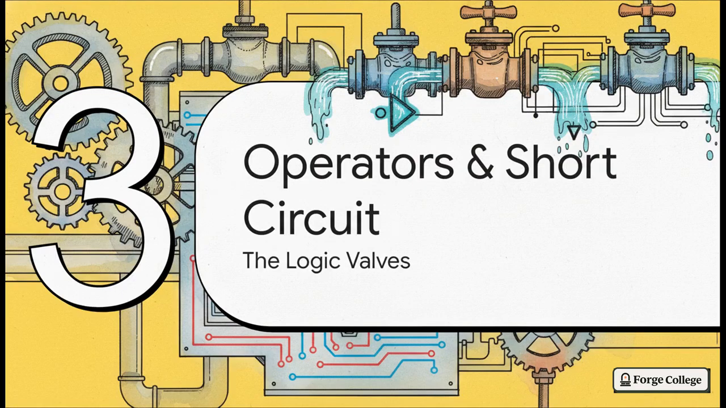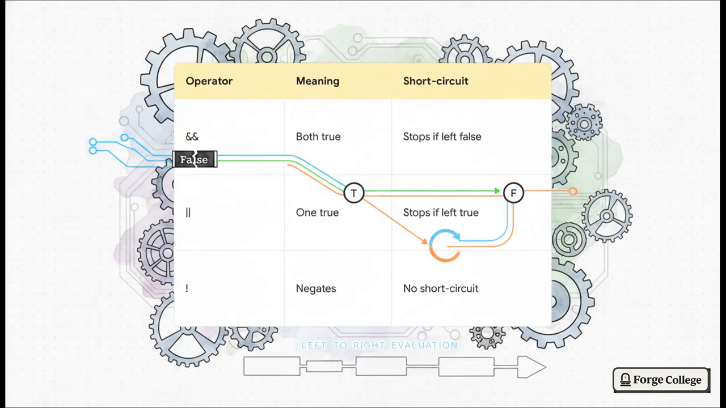Let's look at part 3, operators and short circuits, basically the logic valves of our system. Here are the specific operators that actually control these mechanical gates. We have our logical AND, that's the double ampersand, which requires both sides to be true. Then we have our logical OR, the double pipe, which just needs one side to be true. And finally, the exclamation mark, which simply negates things, flipping true to false.